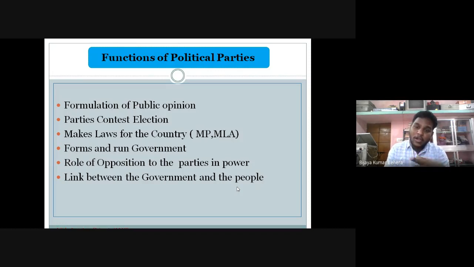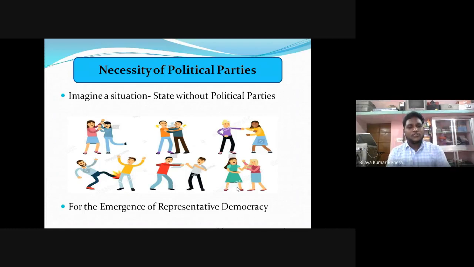To explain all our needs and desires before the government. All the needs of the citizens must reach the government, and that is the representative's first duty. That's why it works like a bridge between the government and the people. We can call it a bridge, which joins two sides well. In just that way, political parties join the government and the people.